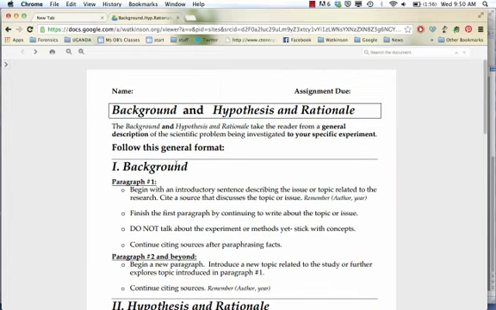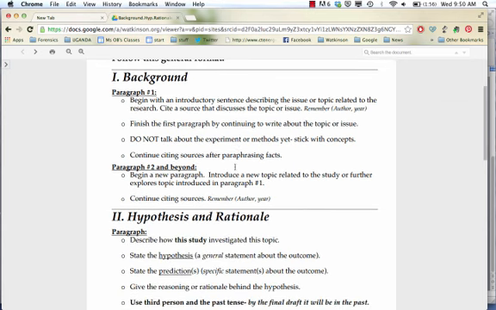Here's the directions. This is how I wrote mine. In the first paragraph, I followed these directions, introducing the topic, citing my sources, talking about the topic, but not about the experiment or the methods. This is just background information. And then the second paragraph, I continued with the same.